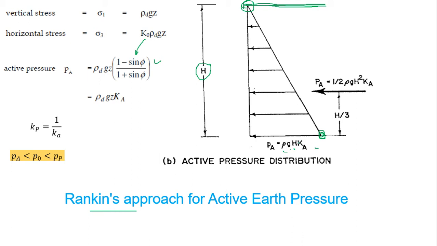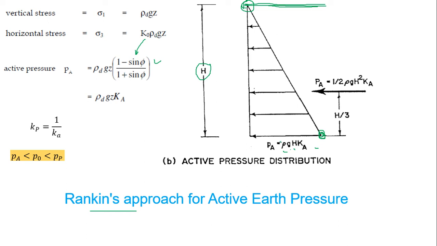We don't have any value of Ka for that. So for water we have only rho gh, and here for the active coefficient of earth pressure, as we have the backfill material, we need to multiply it by Ka. For water that value becomes unity. So this K, how are we going to find out the value of K?